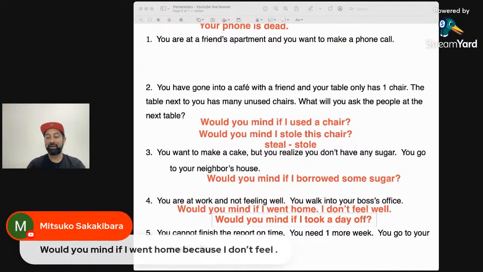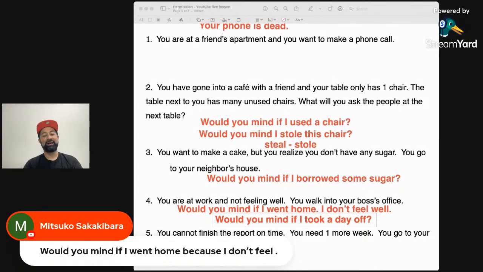Mitsuko, would you mind if I went home? Because I don't feel, one more word, I don't feel... Well. I don't feel good. Good is incorrect grammar, but it's okay to say I don't feel good. I don't feel well. Okay, excellent. All right, so you've got, would you mind if I stole your sugar? Perfect. Mitsuko, well, there you go. You put the last word in. Well done. Good.